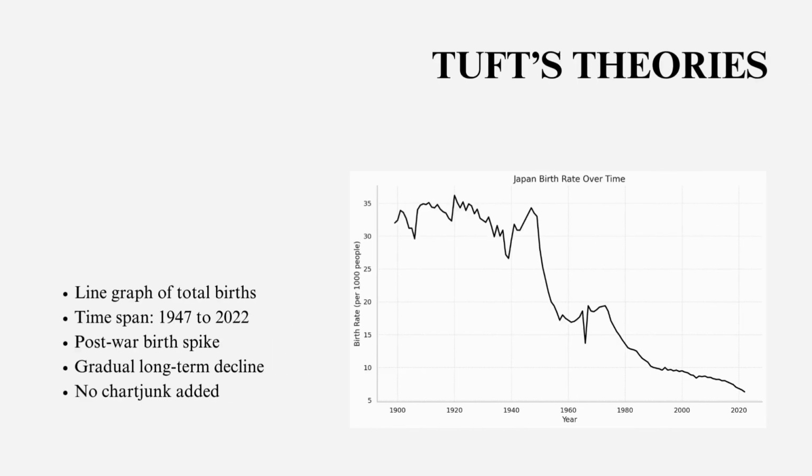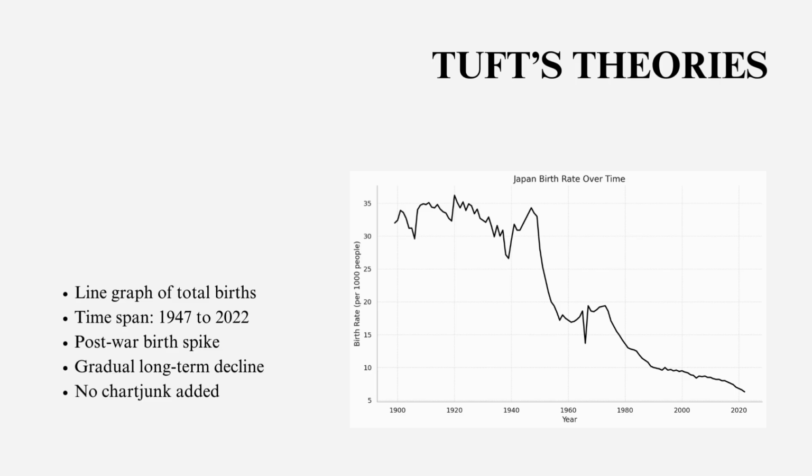Before building the final visualization, I first created a simple line graph following Edward Tufte's design principles. This graph shows the total number of births per 1,000 people each year from 1947 to 2022. Following Tufte's theory about maximizing the data-ink ratio, I kept the design clean, removing any unnecessary decorations, colors, or chart junk that might distract from the core message.